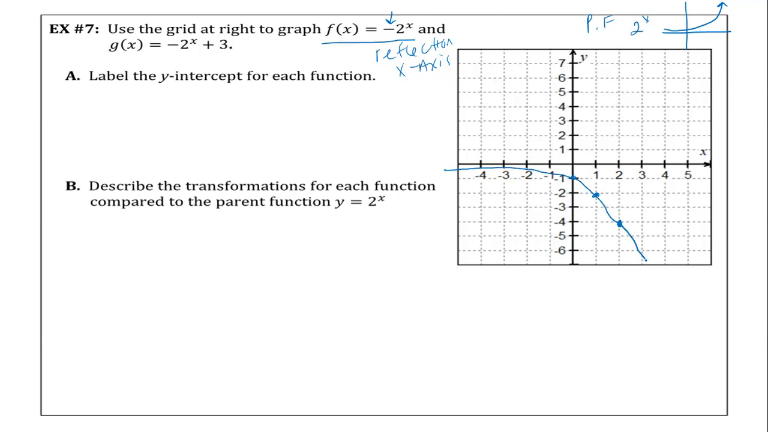So now for f of x, where's my y-intercept? It is at 0, negative 1. All right, now we're going to look at g of x. So g of x is saying, okay, now you've reflected. After you reflect, I now need you to move up 3.